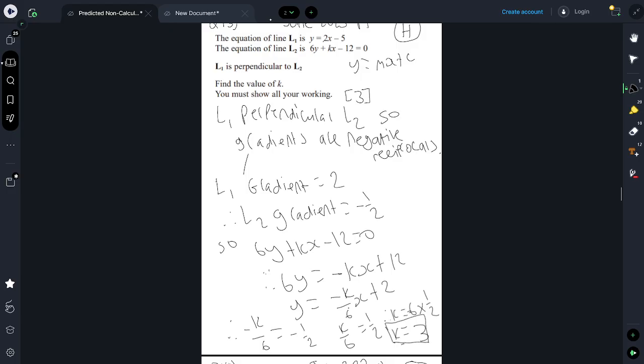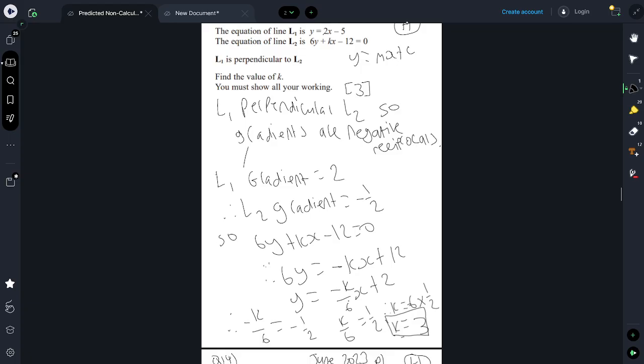Again, make sure you're really proficient, especially for higher tier, if you want those top grades. Make sure you can do these types of questions almost automatically. They're pretty standard line questions. They give you information about the gradient, so it's perpendicular or parallel, and you can use that to do some algebra to find some missing values. Very typical sort of working out this is. Hopefully that's clear.